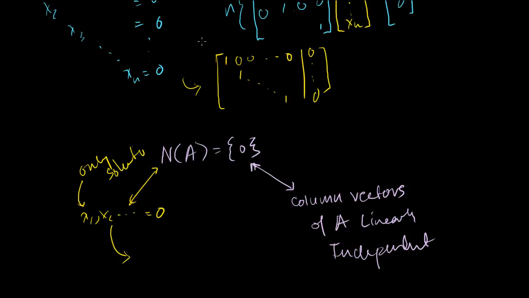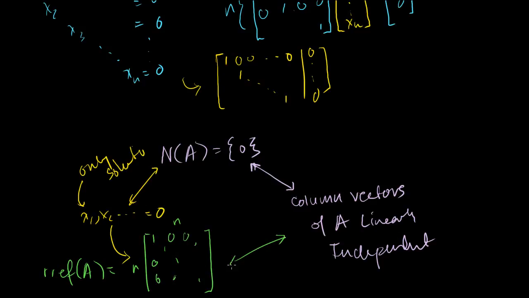row echelon form of A, and I didn't do it maybe as precisely as I would have liked, is essentially going to be a square n by n matrix. And by the way, this can only be true if we're dealing with an n by n matrix to begin with. Maybe I'll do that a little bit more precisely in a future video. But then the reduced row echelon form of A is going to have to look like this, just a bunch of ones down the diagonal with zeros everywhere else. And these all imply each other.